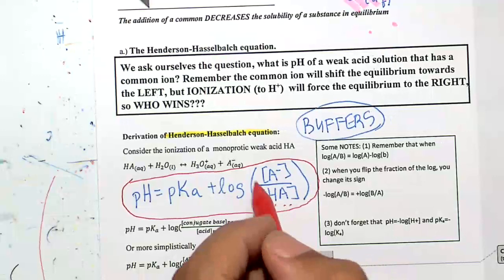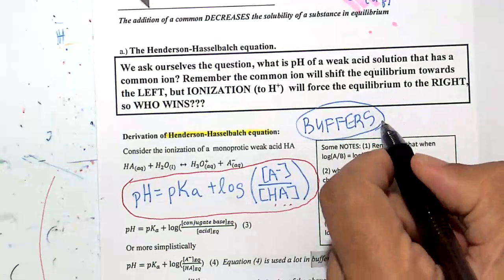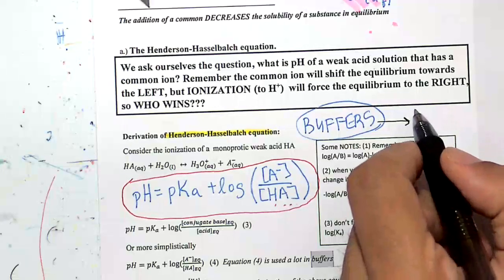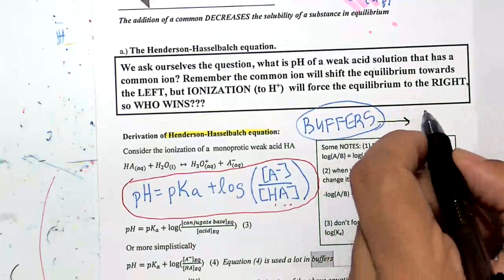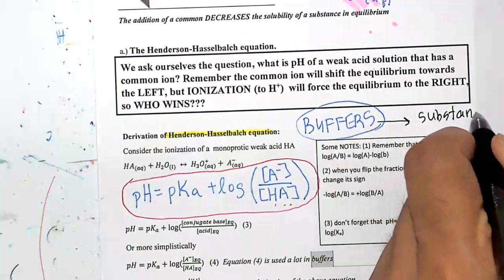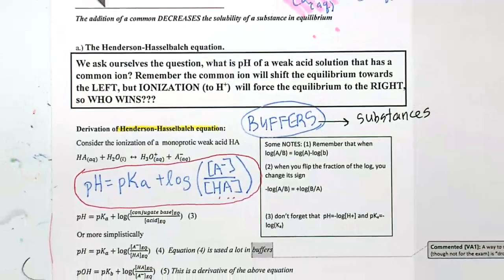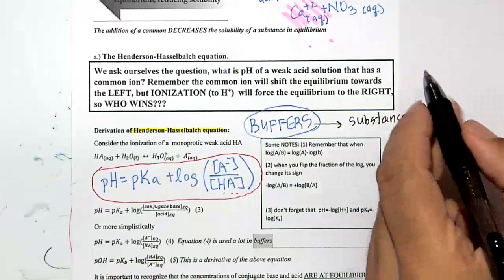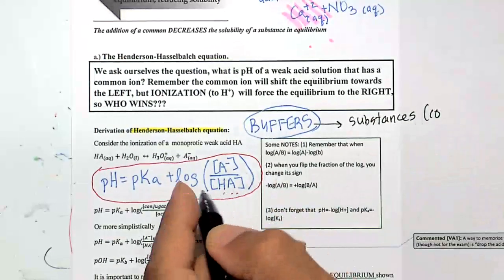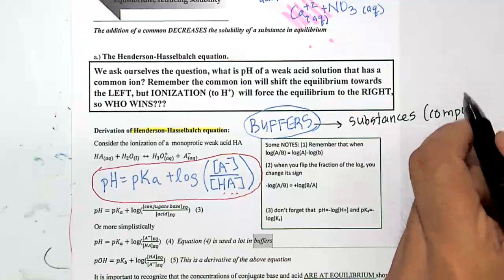Okay, we use it for buffers. So what is a buffer? Buffers are substances that withstand fluctuations in pH. I can tell you those substances are composed of A minus and HA. It's a weak acid and its conjugate base.